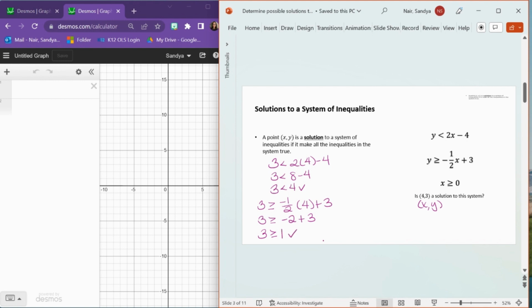Okay, and now finally we need to make sure that it works in our third inequality. So that's x is greater than or equal to 0. So we plug in x, which is 4, and 4 is greater than or equal to 0. So that's also true. So that means that (4, 3) is a solution to this system, right? So we would say yes.